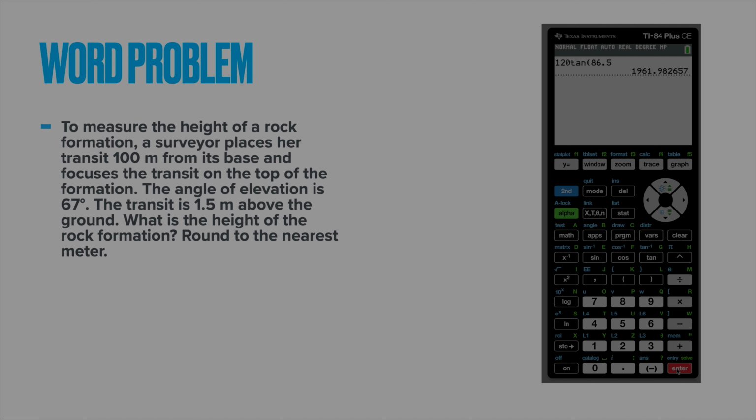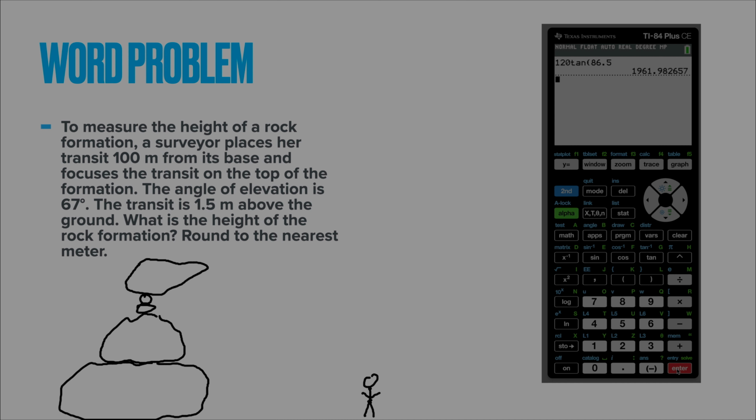To measure the height of a rock formation, a surveyor places her transit 100 meters from its base and focuses the transit on the top of the formation. The angle of elevation is 67.5 degrees. So we are at the bottom of a beautiful rock formation. All right, we have a surveyor right here. What beautiful art.